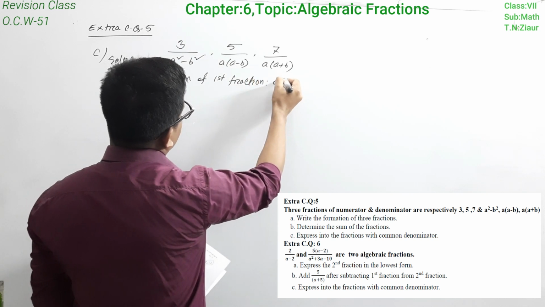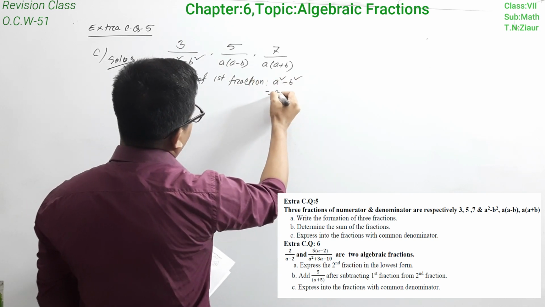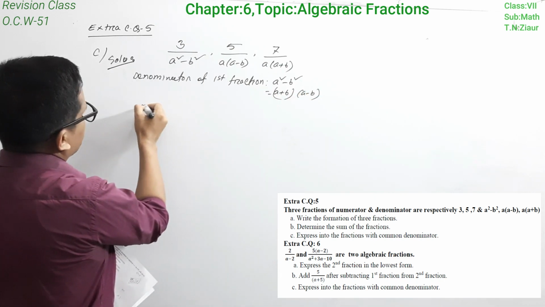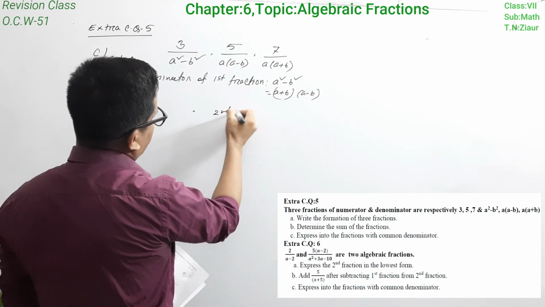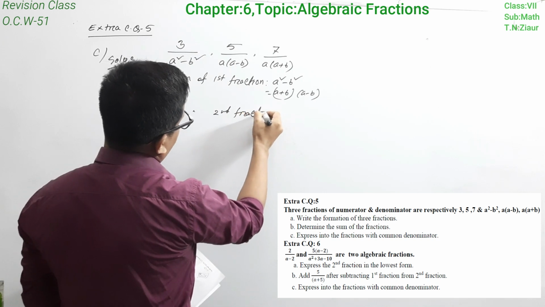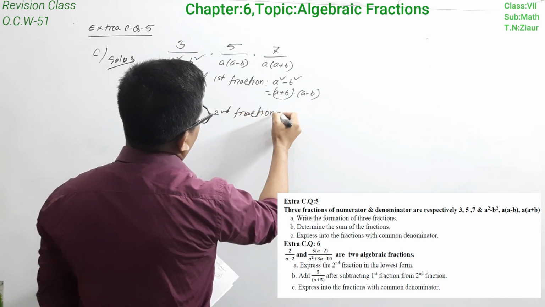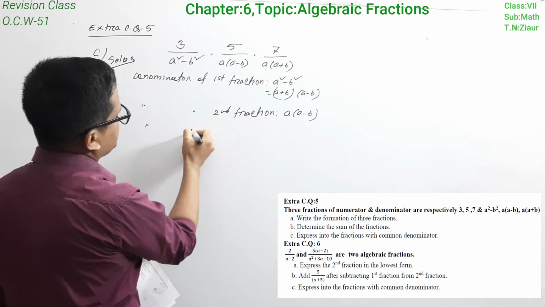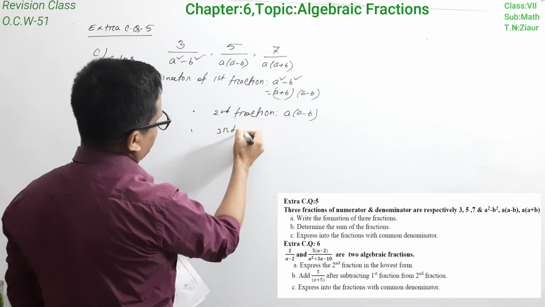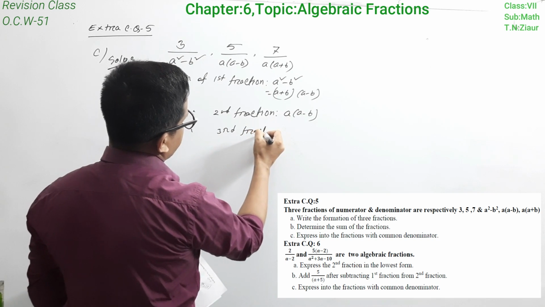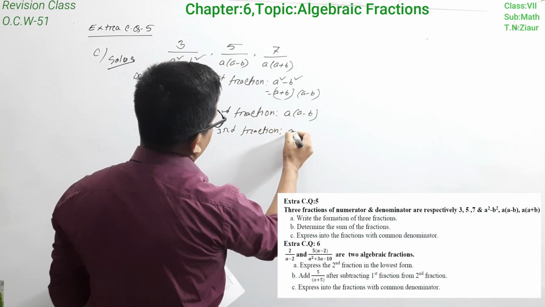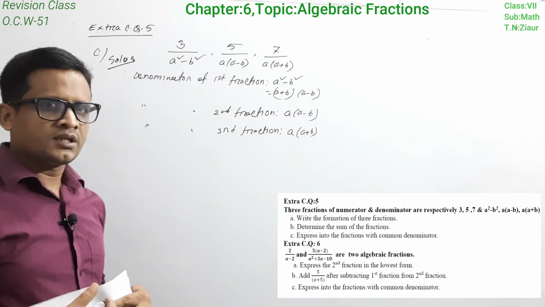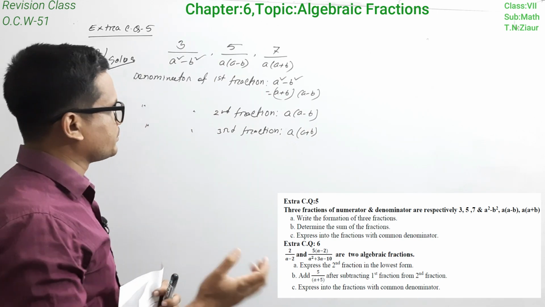Which one is given? a square minus b square. We can write here (a plus b) into (a minus b), right? So the denominator of the second fraction, in the same way, you just have to write a into (a minus b), because this one is given. The denominator of the third fraction, you can just write a plus b. The LCM we have already solved in part b, right?